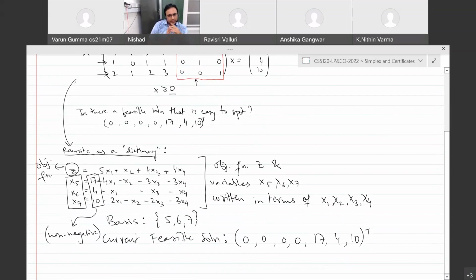Any questions or concerns at this point? Is everybody fine with this way of writing the linear program? So that we can do the simplex method in steps without writing too many things and just keeping in mind what is important.